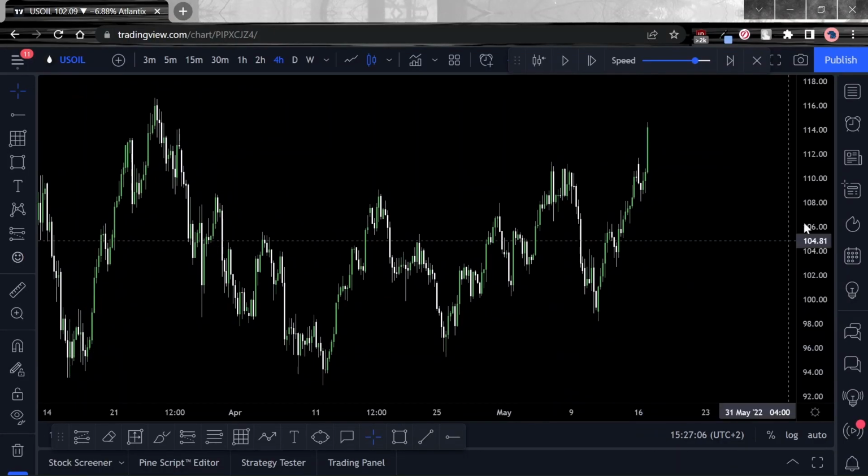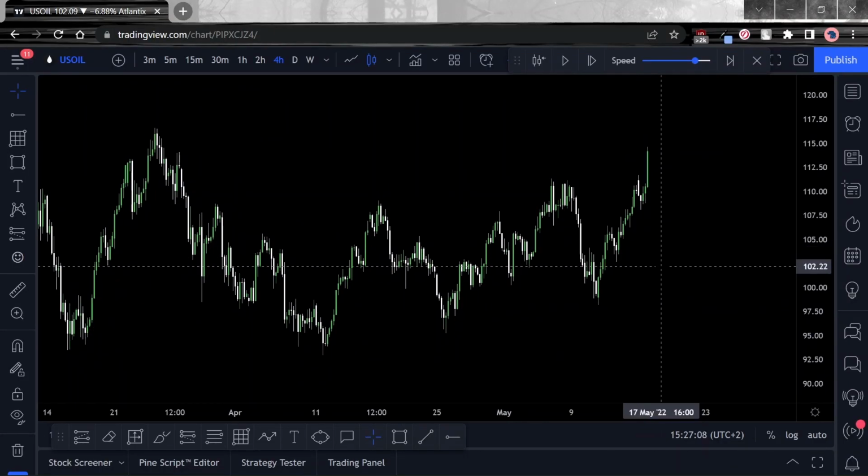Alright, so we're going to be looking at another example with oil of taking a risk entry, and how I get to choosing my POIs and then executing the entry.